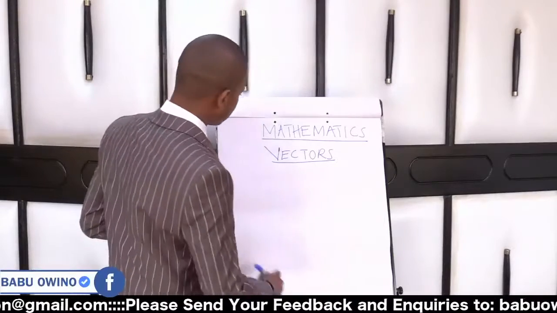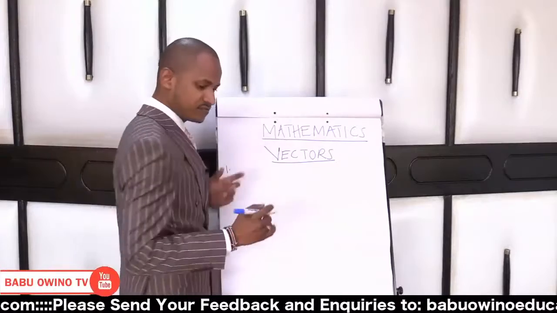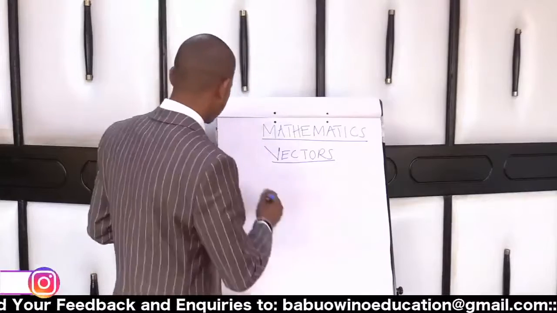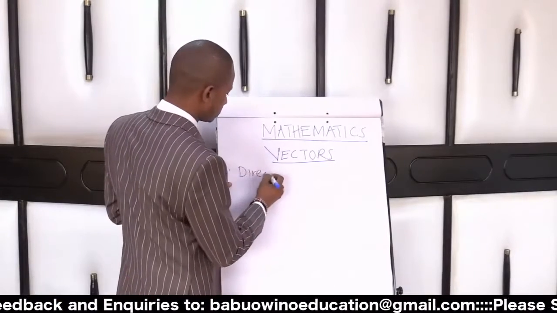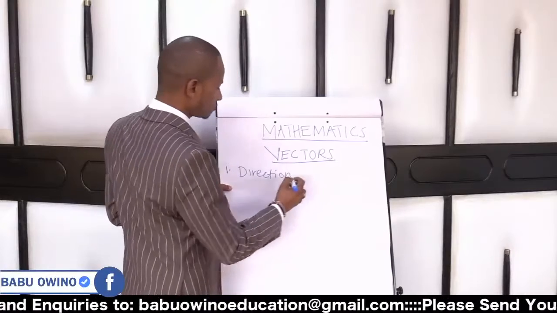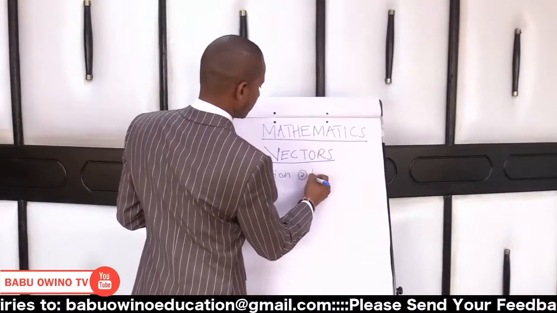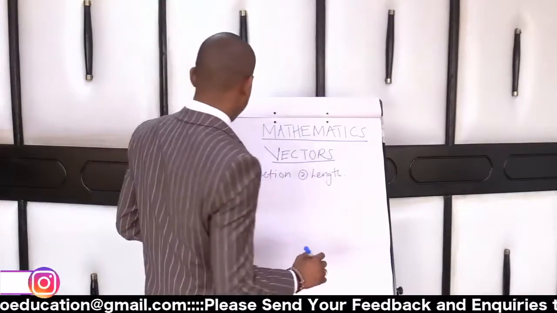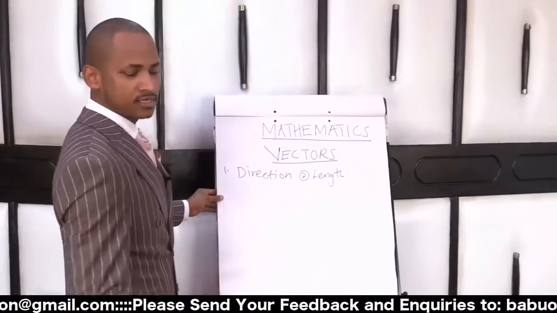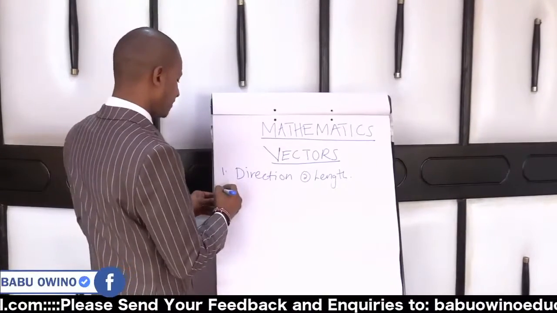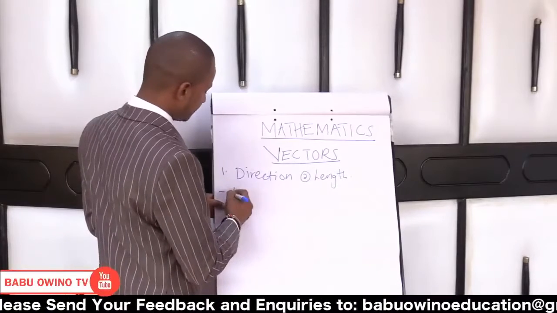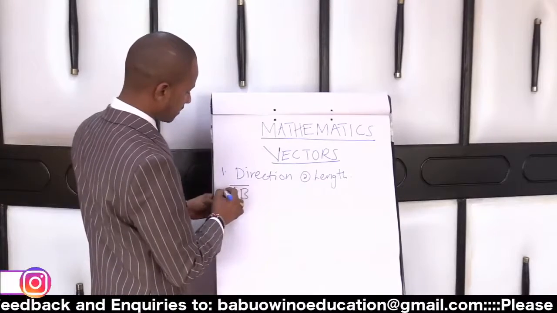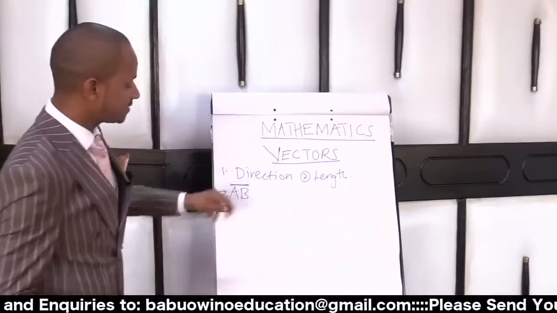So from the definition, a vector is a quantity that has both direction and length. If we have a line segment AB, the line segment is denoted by a plain line above, to mean that this is a line segment AB.